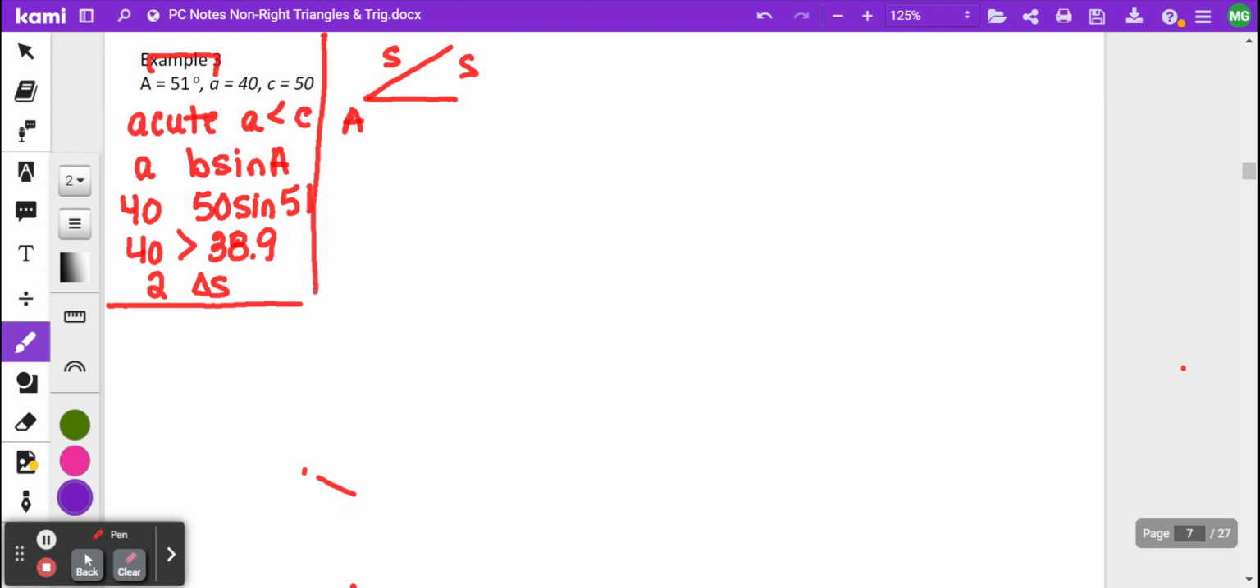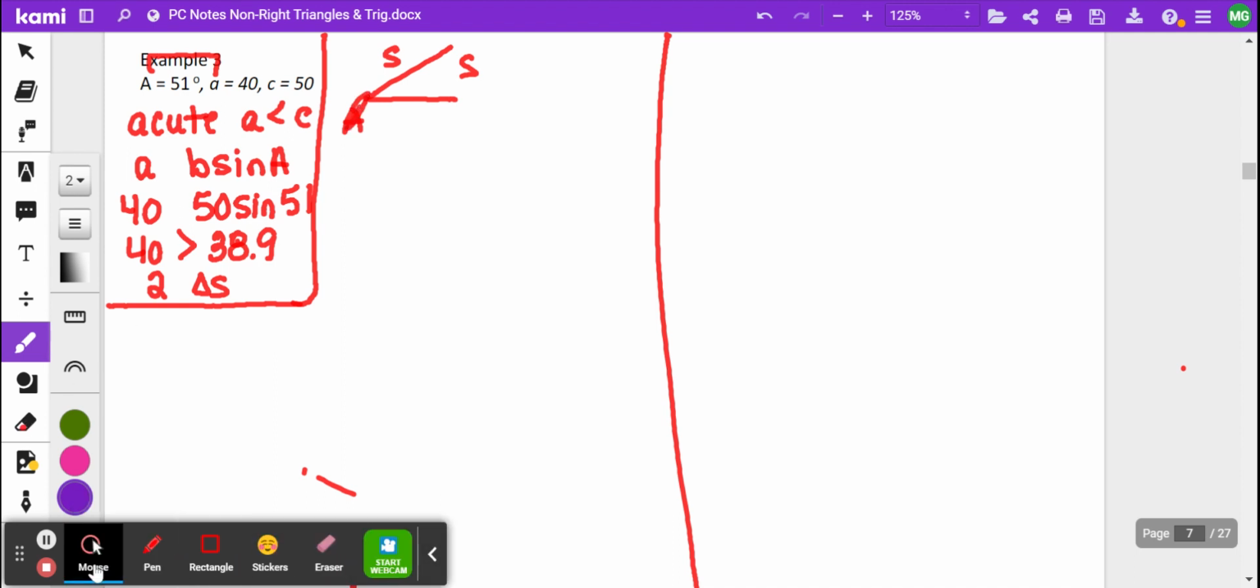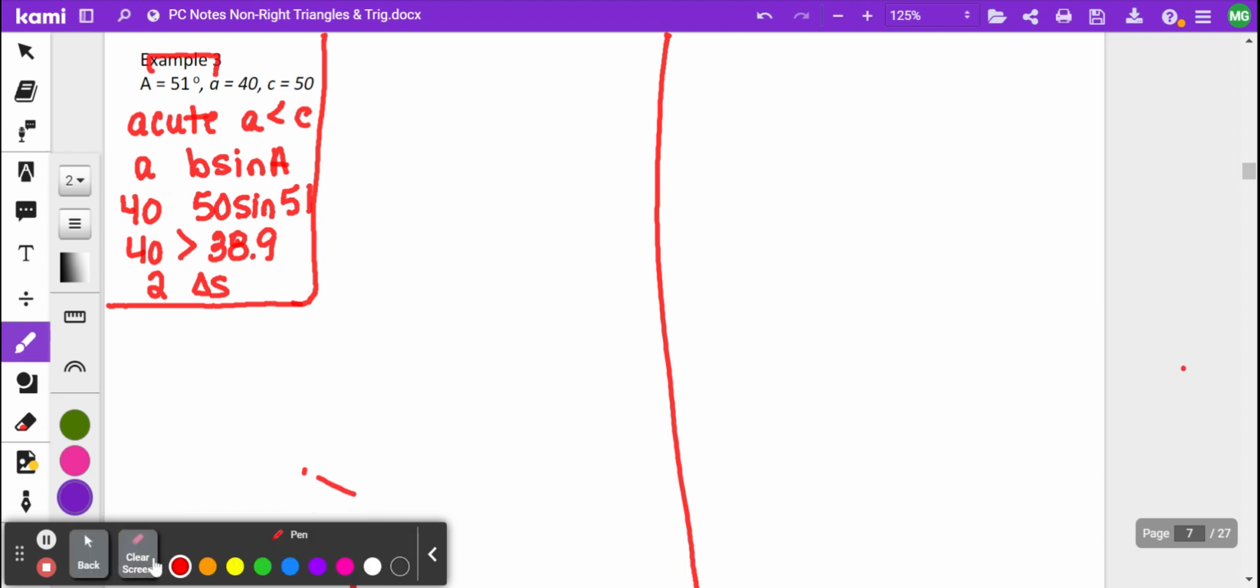So what I like to do is organize my paper. I'm going to erase this right now. This was just to show you what this was going to look like. On this side here, I'm going to do the acute scenario, which would be case number 1. And over here, I'm going to leave work for the obtuse scenario, or case number 2.